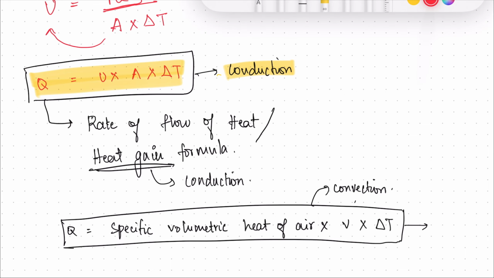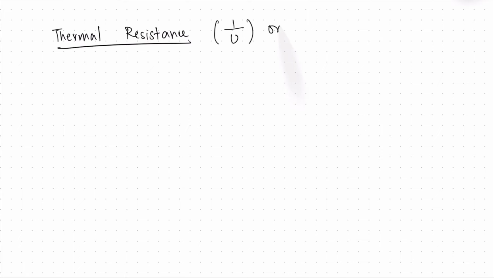About the last and final term, which is thermal resistance. This can be written as 1 by U or even R value. And again, as this suggests in the first line itself, this is the reciprocal of thermal transmittance.